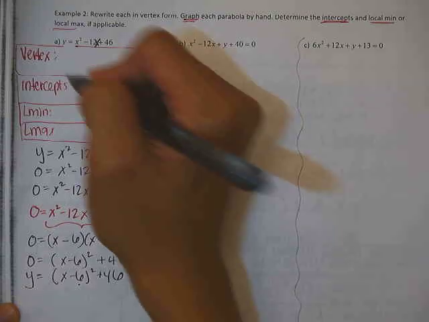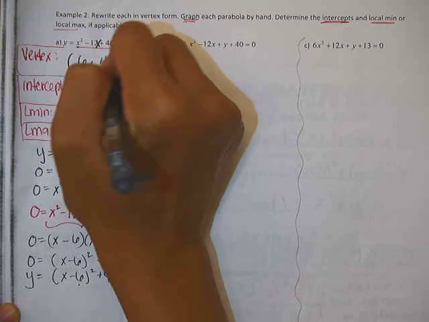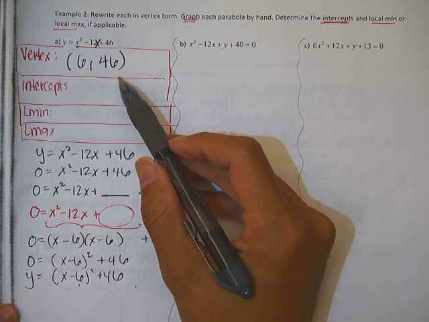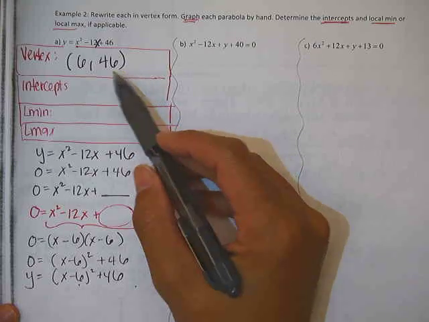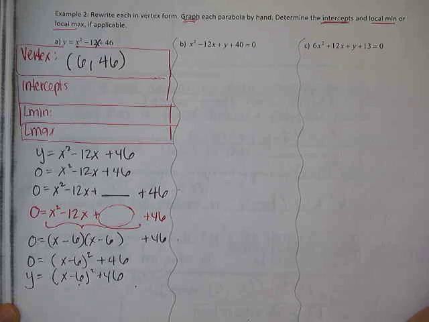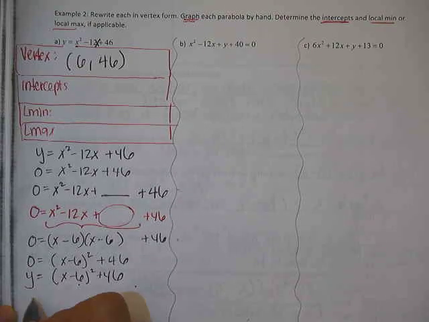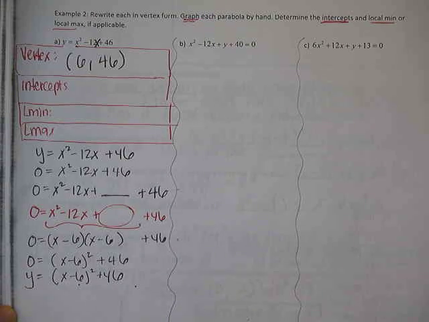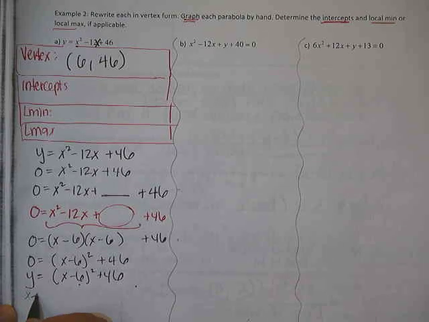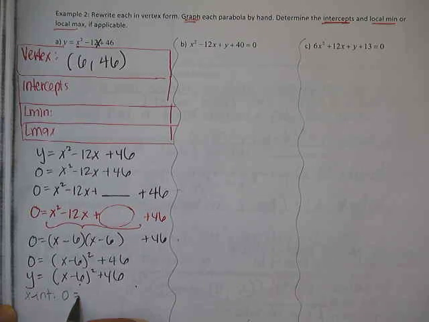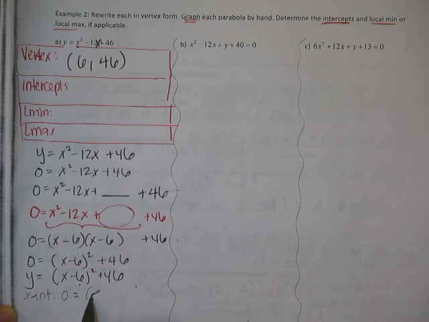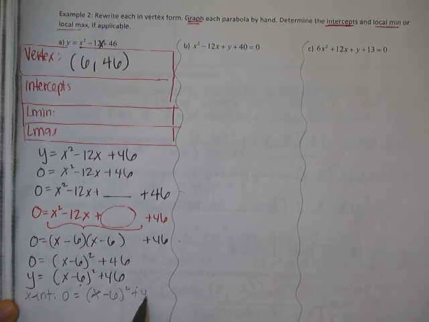So let's go back up and write our vertex. 6 comma 46. And vertex is a point. So make sure you write it using parentheses as our notation. Then we need to find our local min and local max and intercepts. So to find the intercepts, let's find y-intercept first, or x-intercept first. It doesn't matter. Which one do you guys want to find first? Let's do x. X-intercept, that means y is 0. So 0 equals x minus 6 squared plus 46.